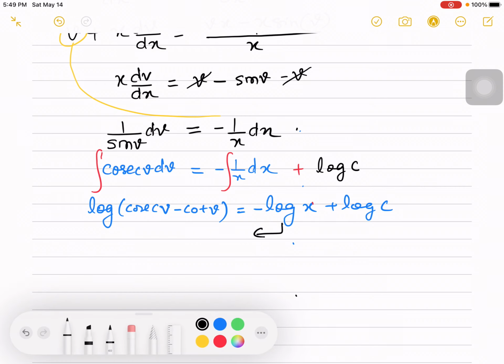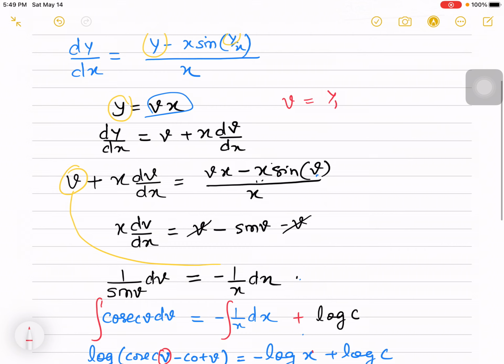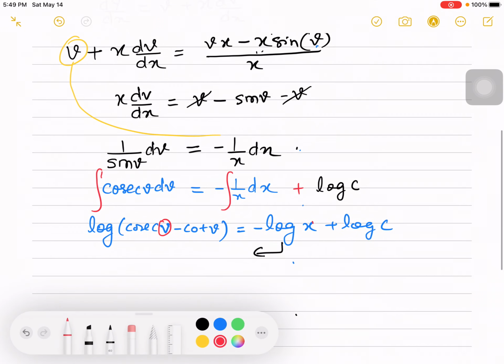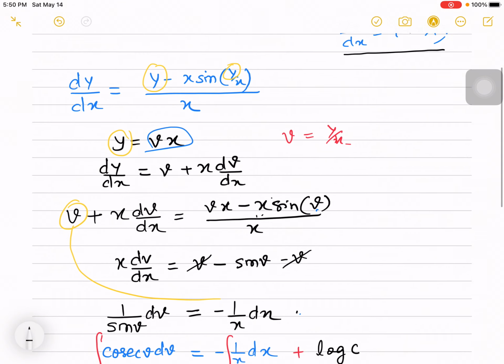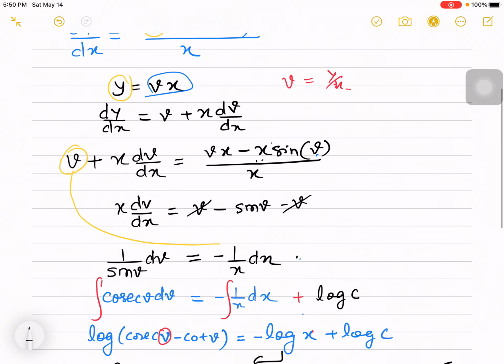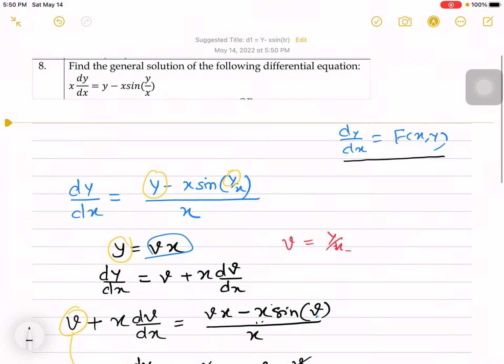Now use the property of log: when we shift this value to this side, the log a plus log b formula we will use, and in place of v we substitute v is equal to y by x. So with all this substitution we get the result (cosec y by x minus cot y by x) multiplied by x is equal to constant. This is the answer for this question. In this way, this is a homogeneous differential equation 3 marks question. Step by step we use the values and get the solution.